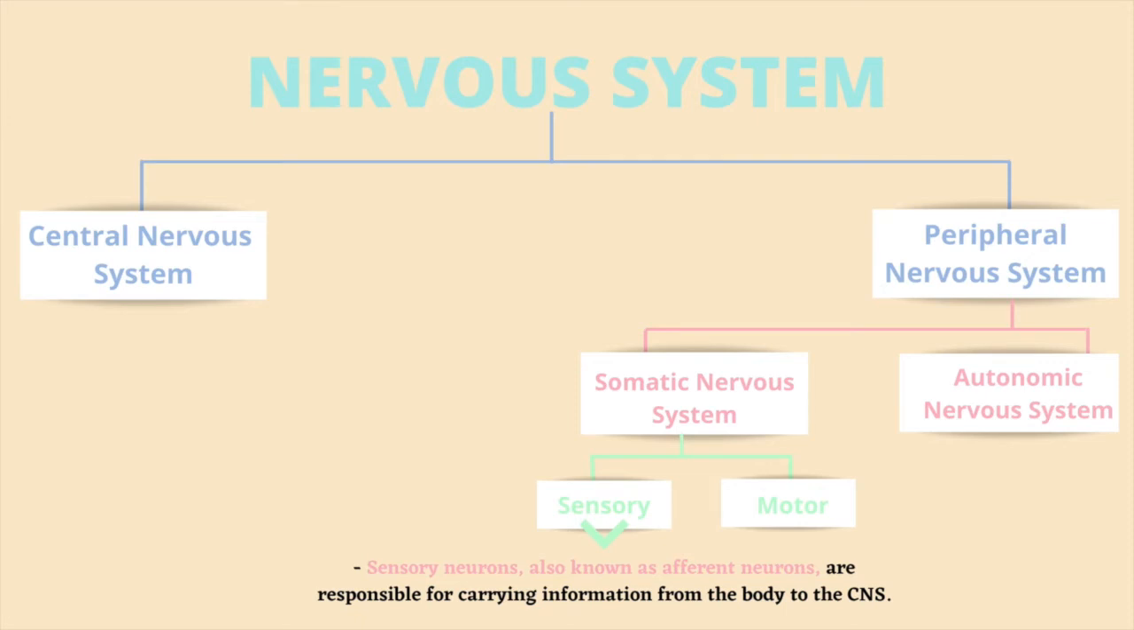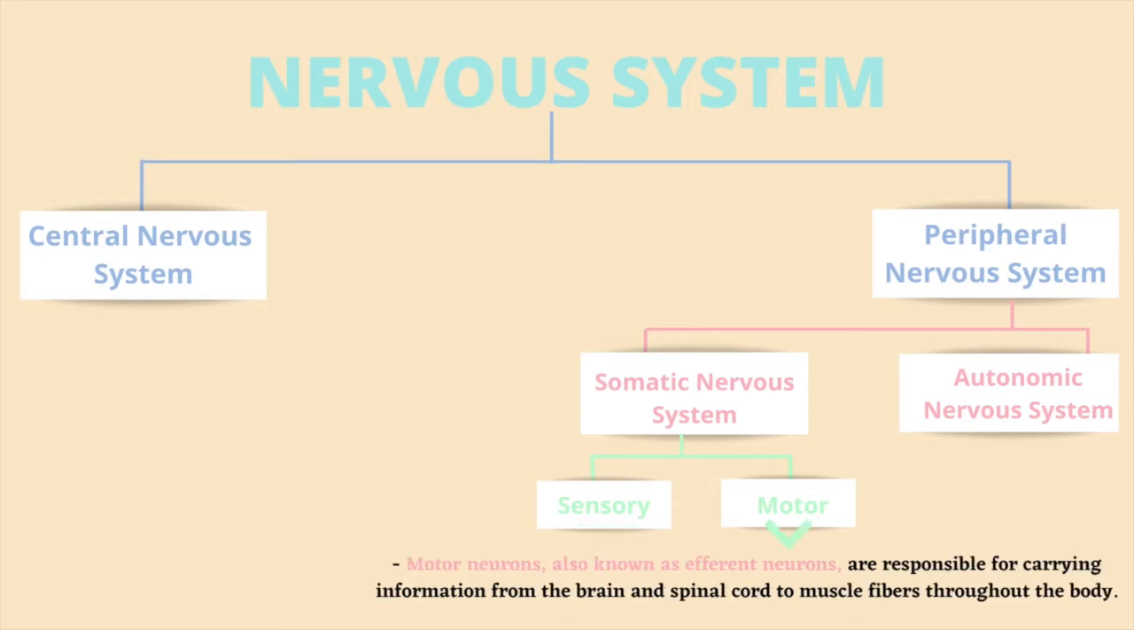Sensory neurons, also known as afferent neurons, are responsible for carrying information from the body to the CNS, while motor neurons, also known as efferent neurons, are responsible for carrying information from the brain and spinal cord to muscle fibers throughout the body.